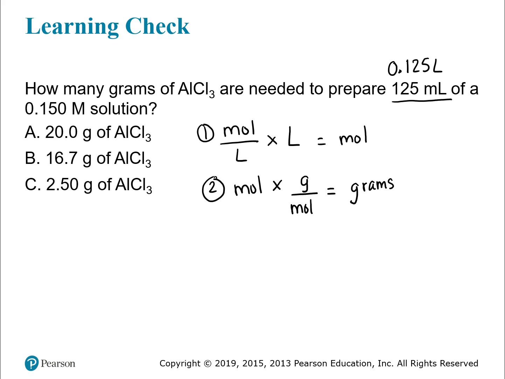So in the interest of time, I'm going to start setting this one up. And I realized I wasn't recording when I introduced this second learning check question, but hopefully it'll make sense once I go over the problem. So we're trying to figure out how many grams of aluminum chloride you need to prepare 125 milliliters of a 0.150 molar solution. The first tip, always make sure your volumes are in liters. And that's what we did here.